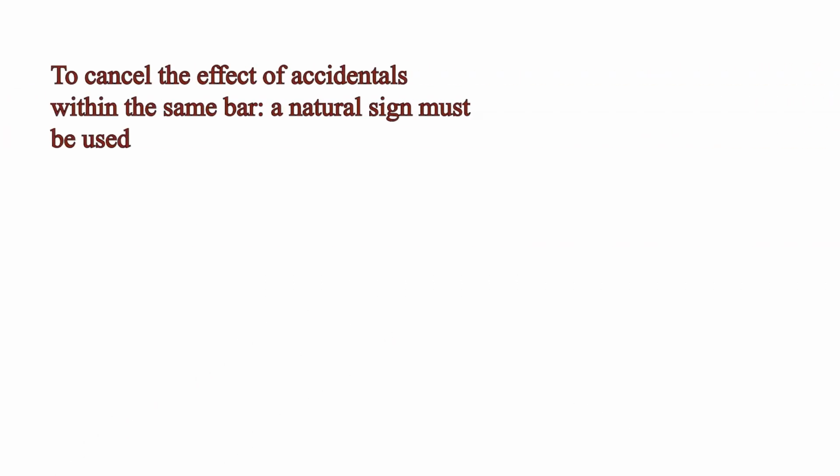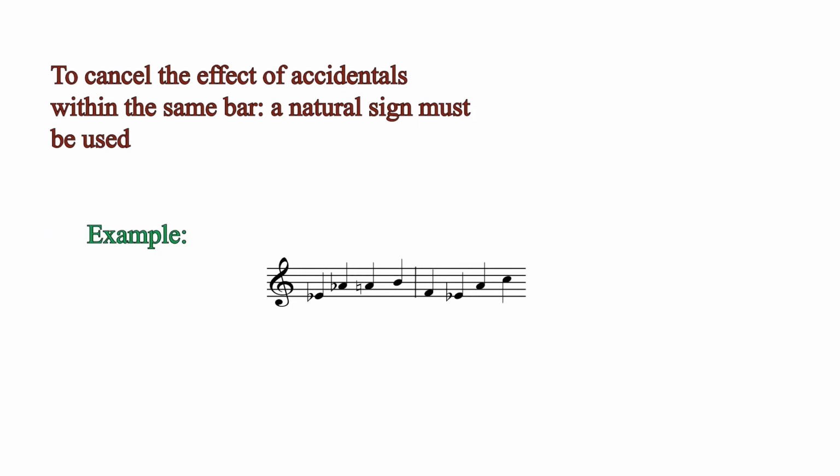To cancel the effect of accidentals within the same bar, a natural sign must be used. In the example, within the first bar, the natural sign is written before the second A to make it sound the basic note. Otherwise, it will remain A flat like the previous note because it is in the same bar with the A flat.